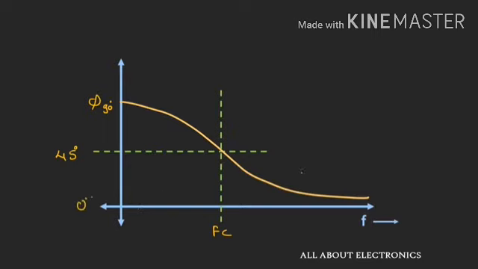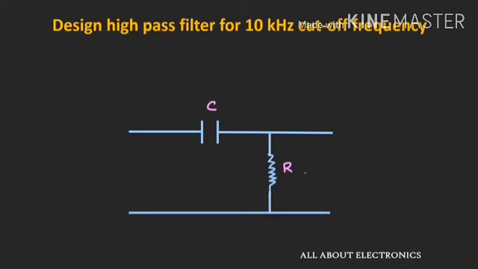So now as we know about the phase and frequency response of this high pass filter, let us take one example based on this high pass filter. In this example, we have been asked to design a high pass filter which has a cutoff frequency of 10 kHz.